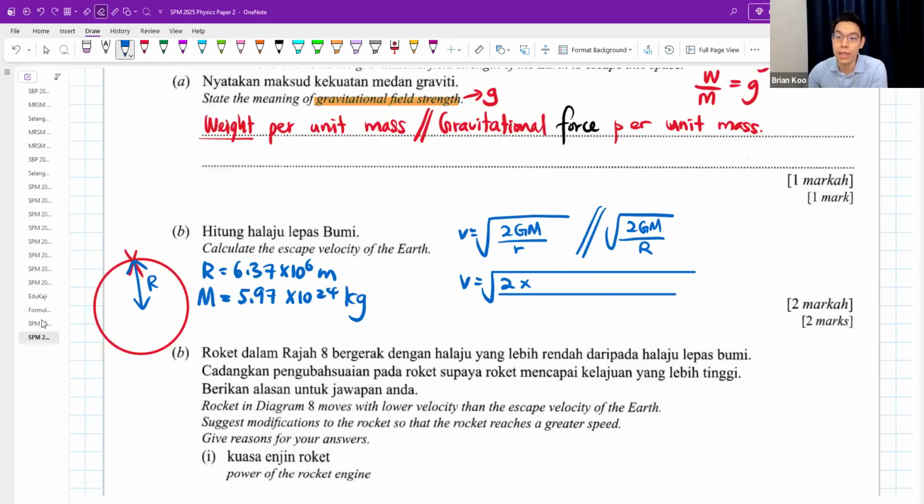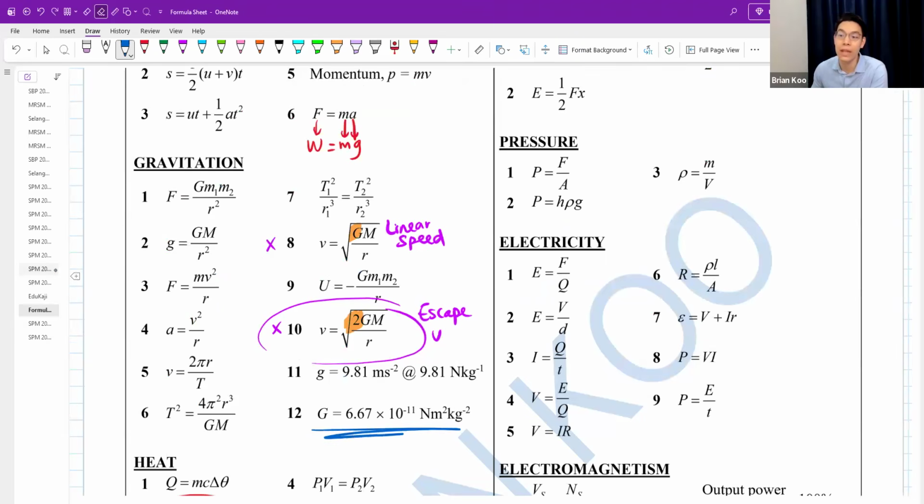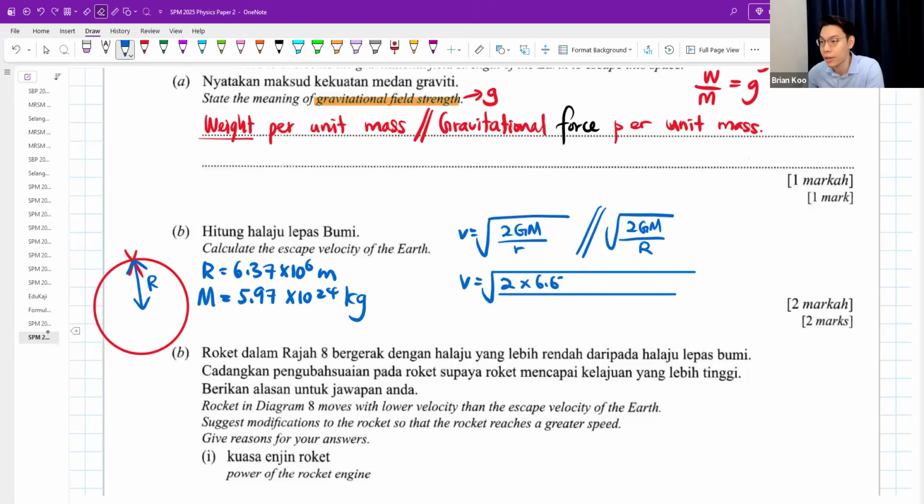Okay, the G value is given, 6.67 times 10 to the power of negative 11. That's your gravitational constant. Mass of Earth in SPM they gave. Radius of Earth they also gave in the formula sheet.